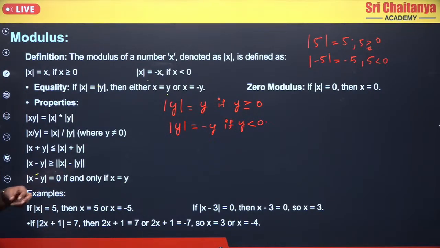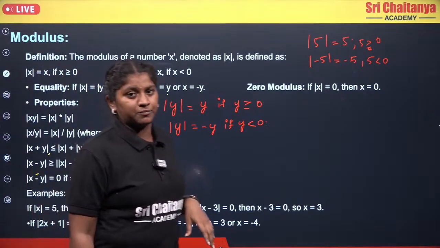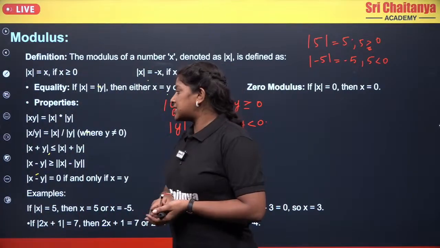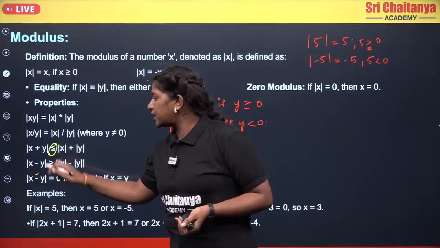Now coming to some of the properties of the modulus. If we have mod of x into y, it can be separated, and the modulus can be taken for x and y individually. Now moving to the next, mod of x by y will become mod x whole divided by mod y. And coming to the next one, this is an inequality, because we have less than or equal to. If we have an equal sign, then we consider it an equation. But here we have less than or equal to, which becomes an inequality.